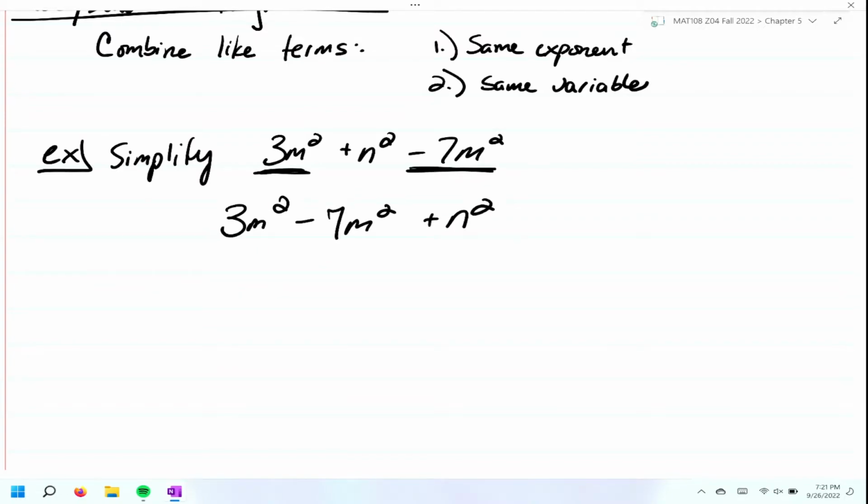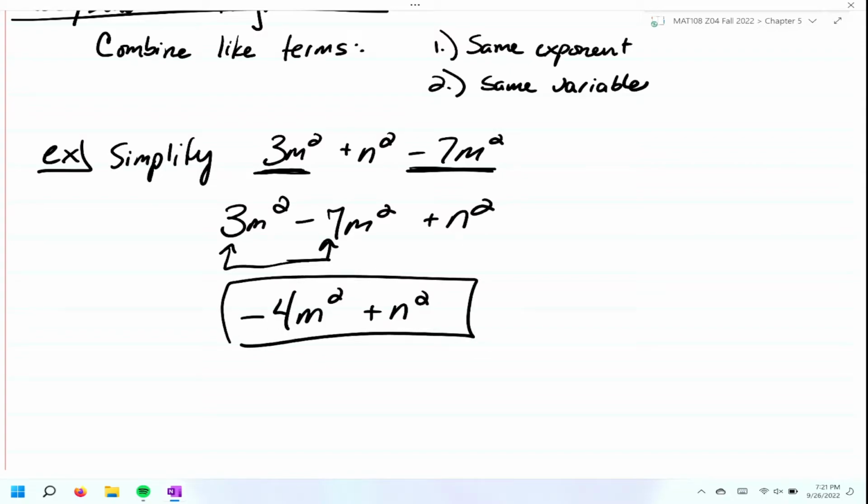So what I'm going to do is put those two up front. And the only reason why I did that is so I can easily look at the two coefficients. 3 minus 7 is negative 4m to the second plus n to the second. And that's how you add or subtract polynomials. So I'll do one or two more here. And we're just going to make them a little bit more complex. All right, nothing too crazy.